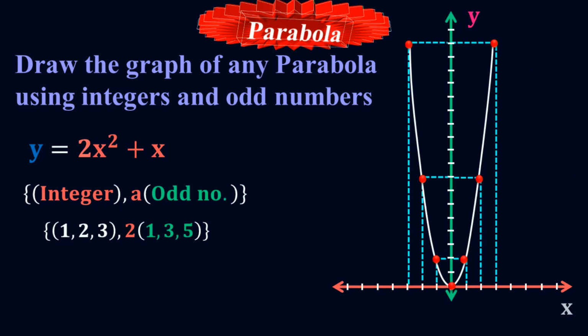This is the graph of 2x squared plus x. It is an upward parabola because the value of a is greater than 0, which is 2. 2 is greater than 0. In case of a greater than 0, you will have an upward parabola.